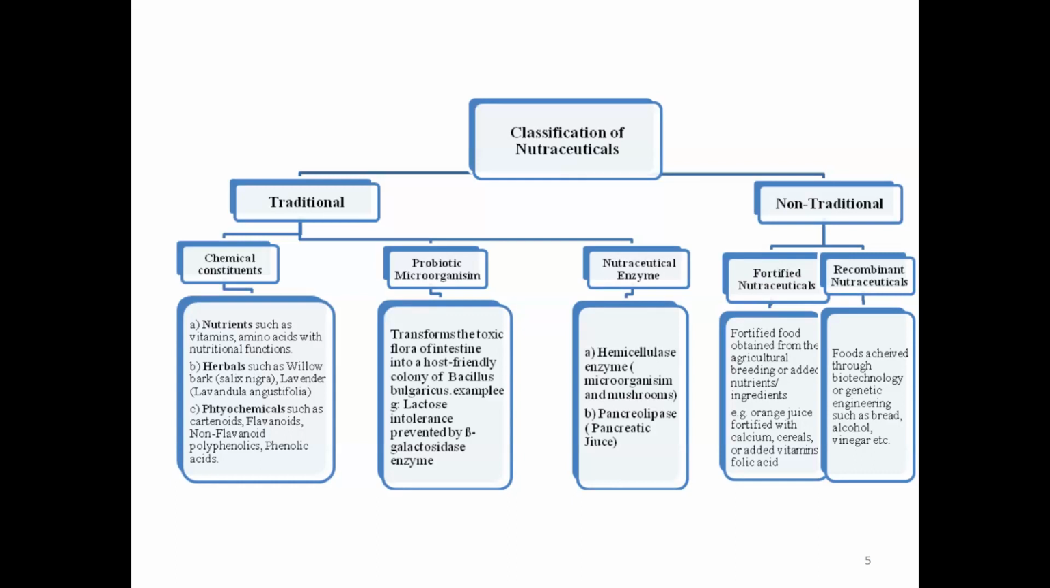For example, for recombinant nutraceuticals, such as breads, alcohol, and vinegar. And for fortified nutraceuticals, an example is orange juice fortified with calcium or added vitamins like folic acid. So this is the brief classification of the nutraceuticals.